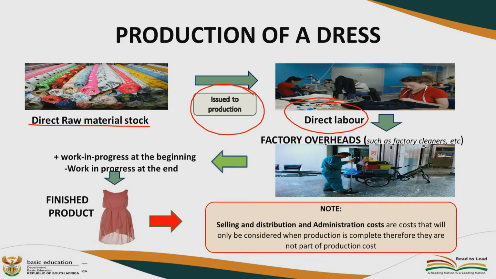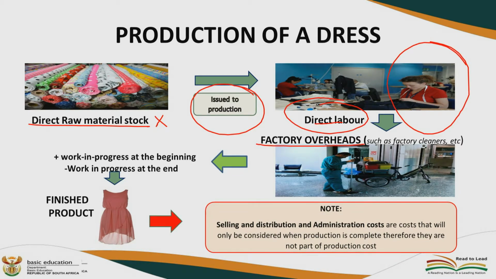So what you see here is material which is issued to production, and the people who are working directly on these direct raw materials, and remember we call it direct labor. All right, but you remember what I told you earlier on? We do not only have direct costs, we also have costs which are indirect. And these costs which are indirect are our factory overheads. All right? So these are costs that are incurred in the factory, but not direct.